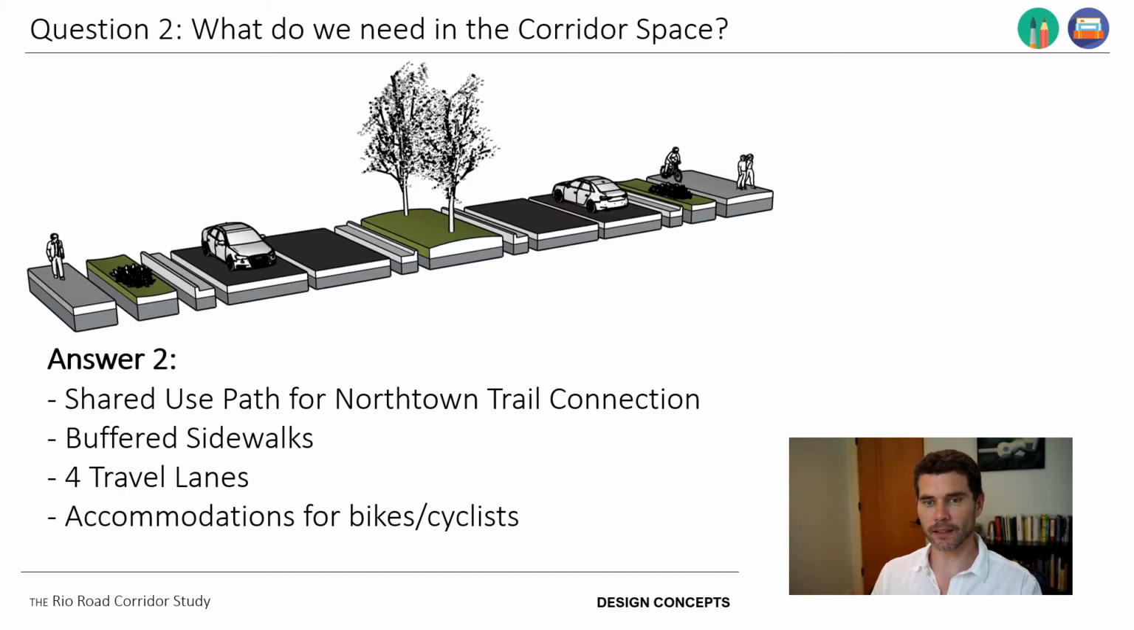So what do we need in this corridor space? Well, one of the project goals is to create a shared use path that will establish the Northtown Trail connection. This would basically create a trail along the roadway, similar to the John Warner Parkway and the Berkmar Drive extension project, that has an asphalt path for pedestrians and bicyclists along the road. And if we can create this connection along Rio, we've done a great service to the community in creating this non-motorized transit opportunity. We think that by introducing buffered spaces between the roadway and the sidewalk will be of a benefit to pedestrians and cyclists alike.